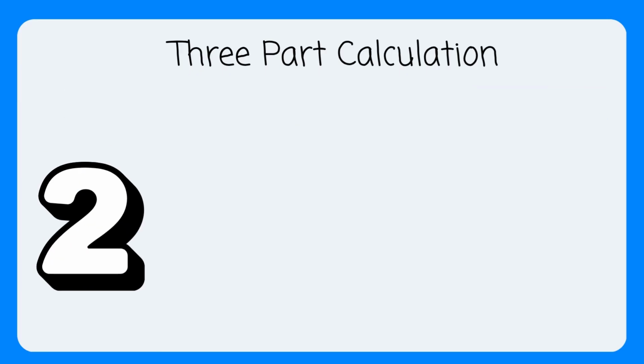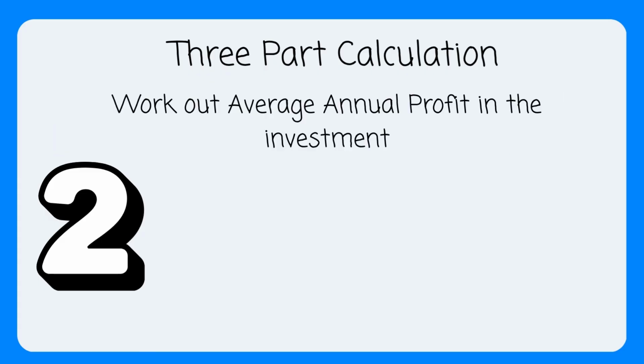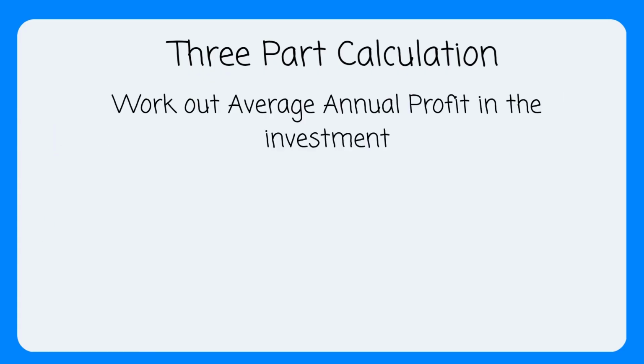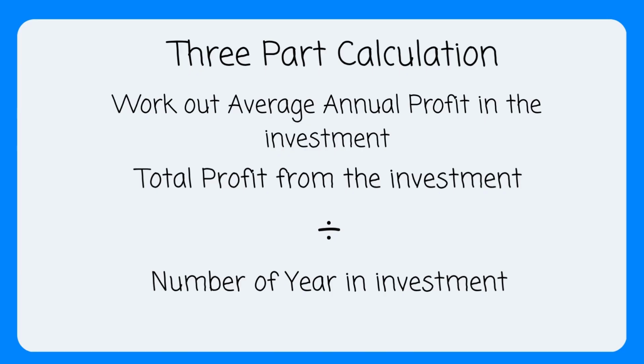Step 2. Divide by the number of years to get average annual profit. Take the profit and divide it by the number of years in the investment. This could give you a rough average of the profit over the life of the investment made.